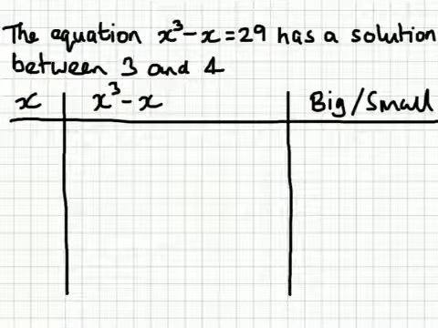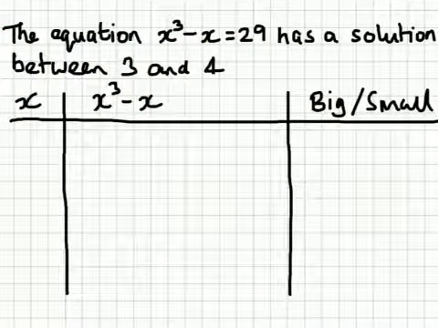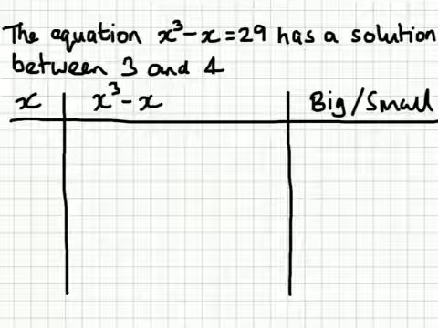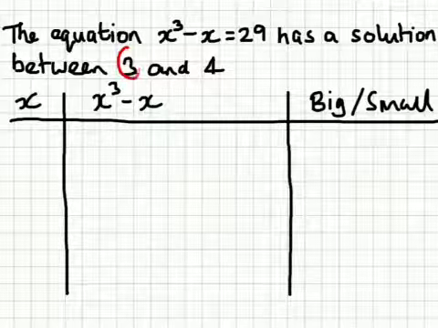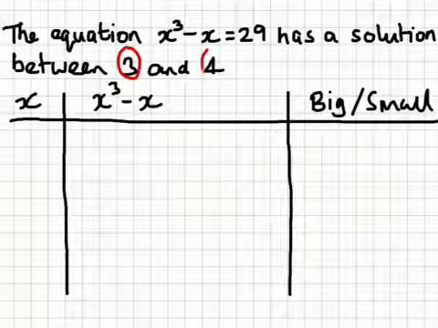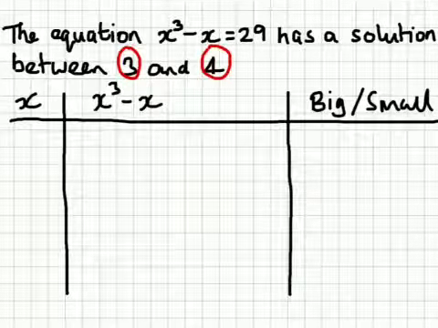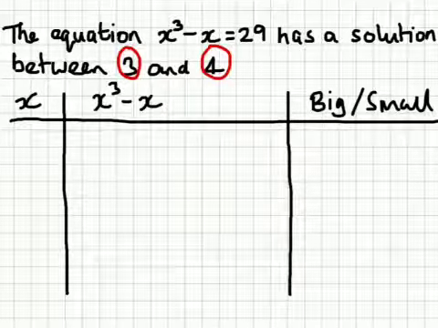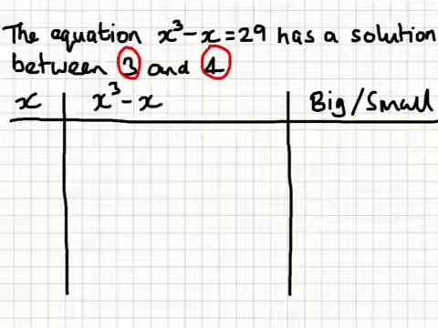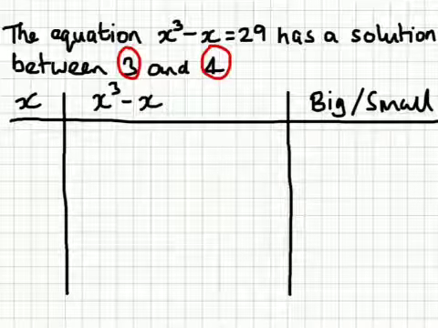When you have a trial and improvement question, the main points to look for in the start of the question are the values that it says the answer is between. Now in this case, 3 and 4 are given to you as a start point. The first thing you need to do is set your table up like I have down here and think about the first value you're going to put in.